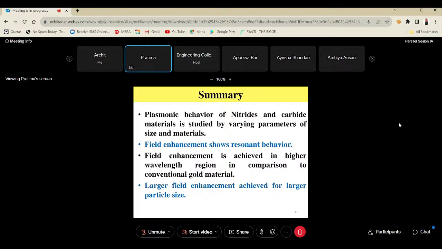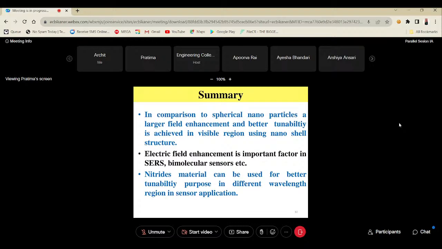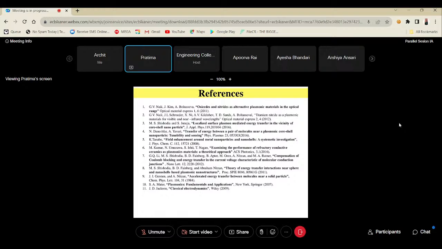Field enhancement is achieved in a higher wavelength region in comparison to conventional gold material. Larger field enhancement is achieved for larger particle size. In comparison to spherical nanoparticles, larger field enhancement and better tunability is achieved in the visible region using the nanoshell structure. Electric field enhancement is an important factor in SERS, biomolecular sensors, etc. Nitride materials can be used for better tunability in different wavelength regions in sensor applications. So these are the references.